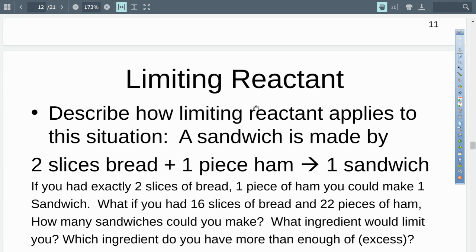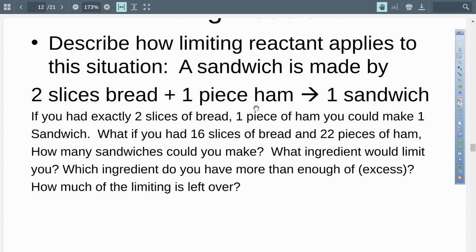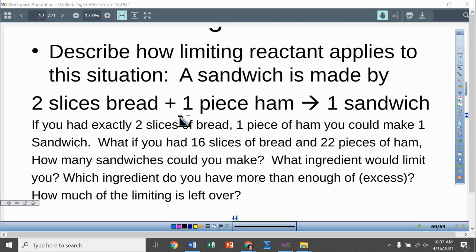Okay, so let's relate it also to a ham sandwich, which is maybe a little more fun than looking at chemicals. But let's say that we make the world's most boring sandwich. It's got 2 slices of bread, a piece of ham, and it makes a sandwich. Okay, so if you had exactly 2 slices of bread and a piece of ham, you could make 1 sandwich. Of course, that's our balanced equation, if you will. Now, what if you had 16 slices of bread, 22 pieces of ham? How many sandwiches could you make? Well, you're going to look at this and say, well, I'm making 8 because I need 2 slices of bread for a sandwich, and if I have 16, that's 8. I'm going to make 8 sandwiches, which is great, right?